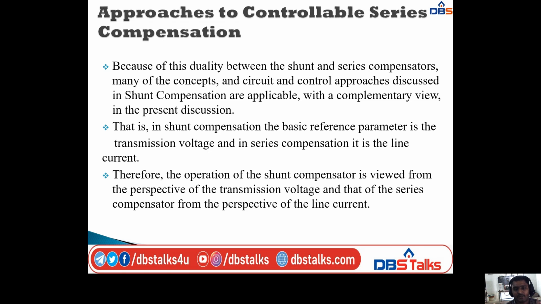In shunt compensation, the basic reference parameter is the transmission voltage, and in series compensation, it is the line current. Therefore, the operation of the shunt compensator is viewed from the perspective of the transmission voltage, and that of the series compensator from the perspective of the line current. I think you understand this one. What is the difference between shunt compensator and series compensator?